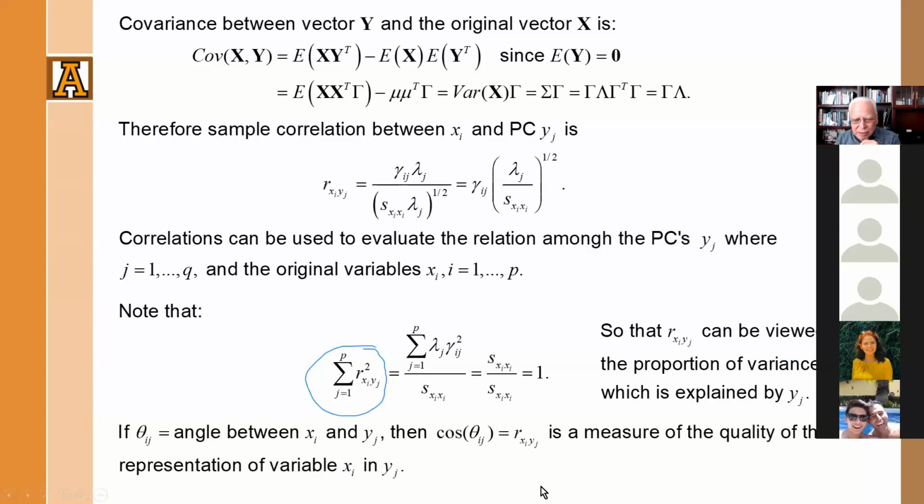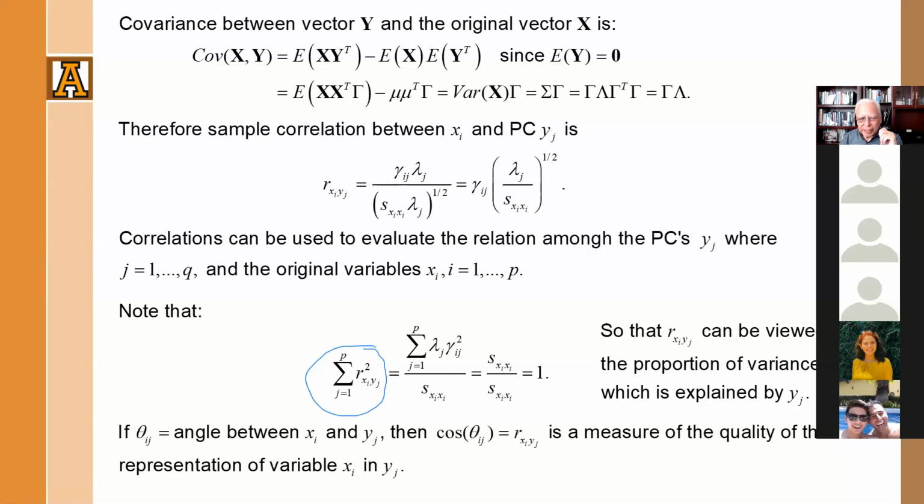In other words, how does the jth component explain the ith variable? This component is a linear combination of all the variables. So the jth component, how much of the proportion of variance of the ith variable only is it explaining, of the original variable.